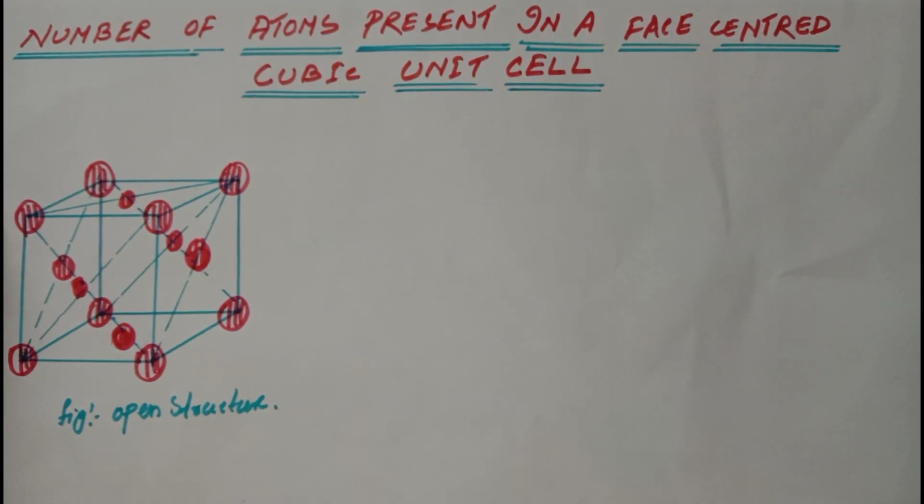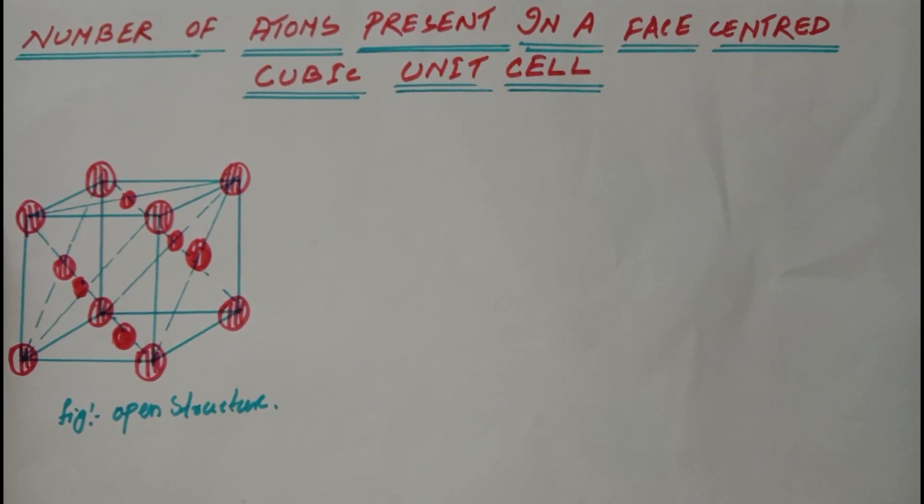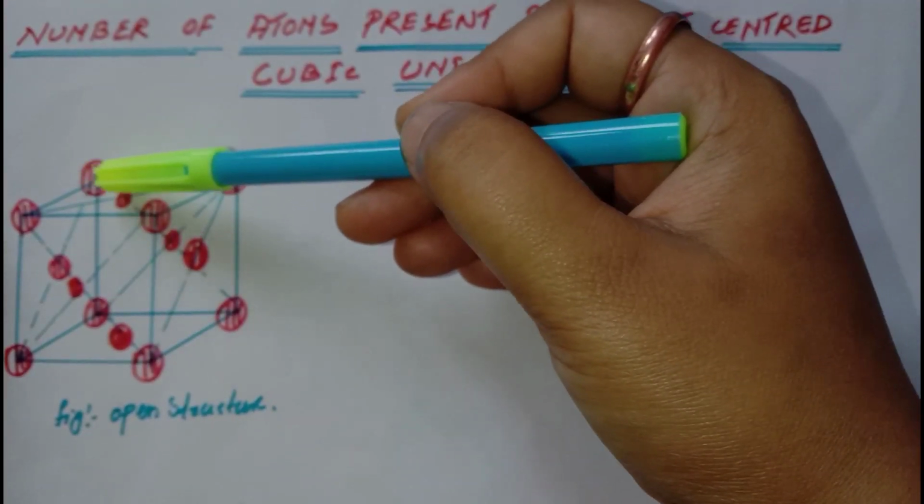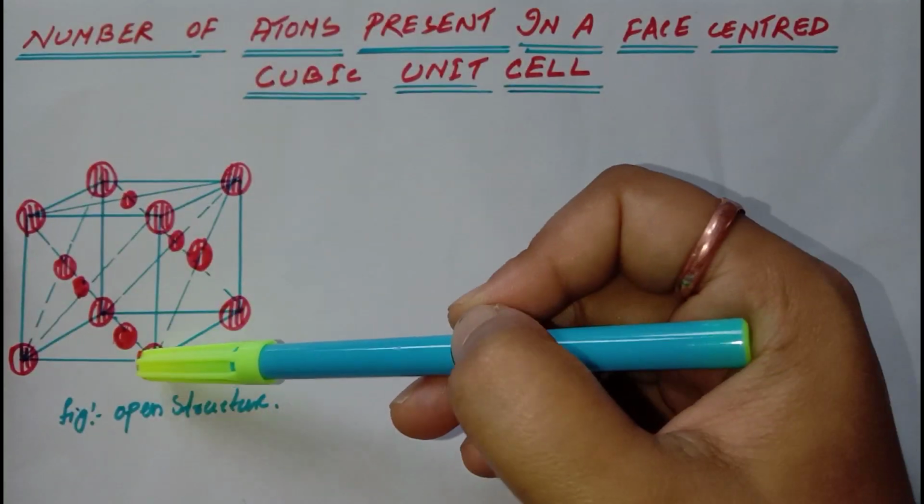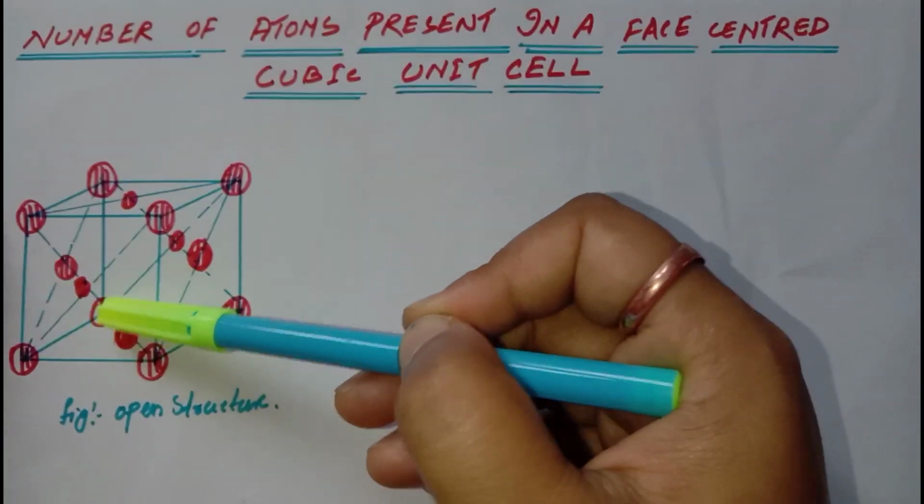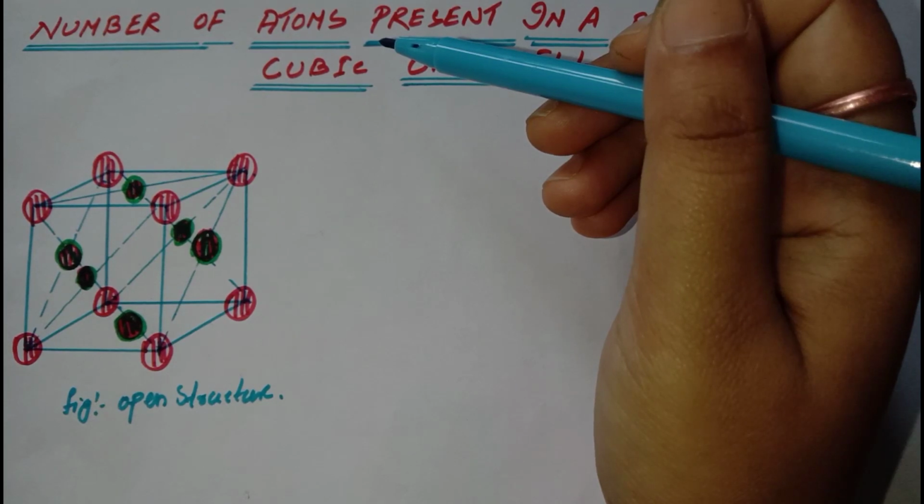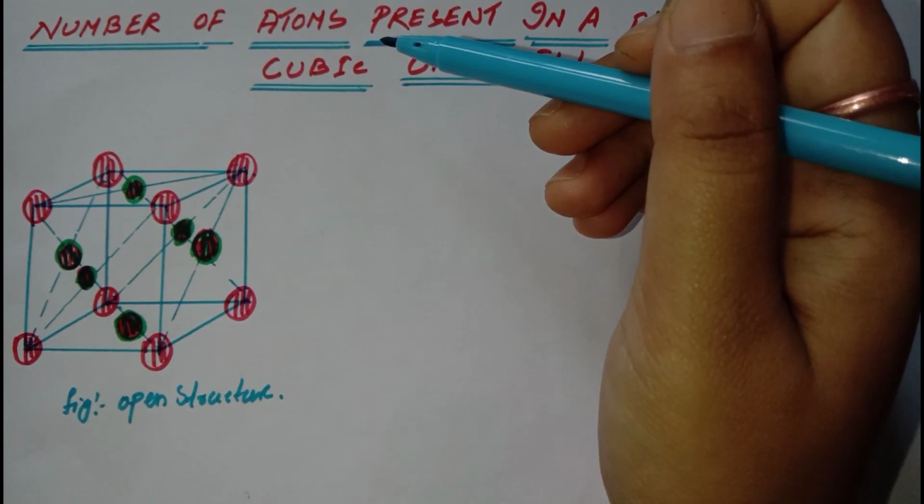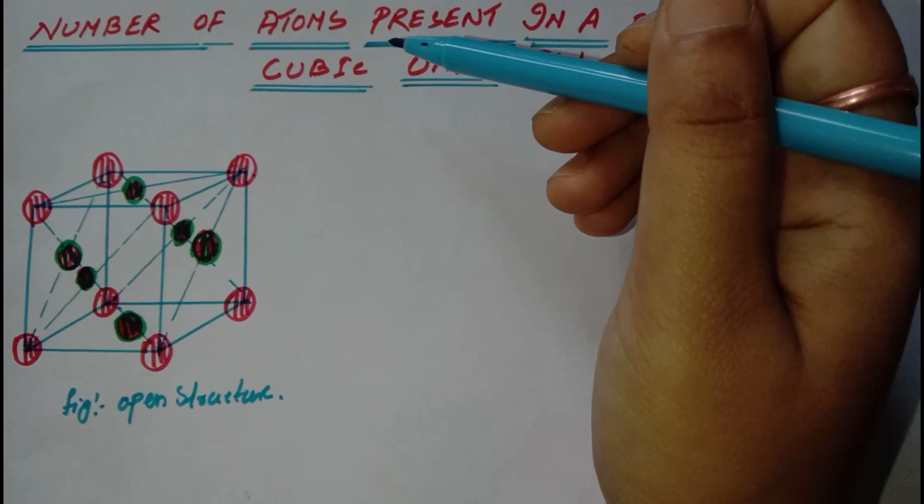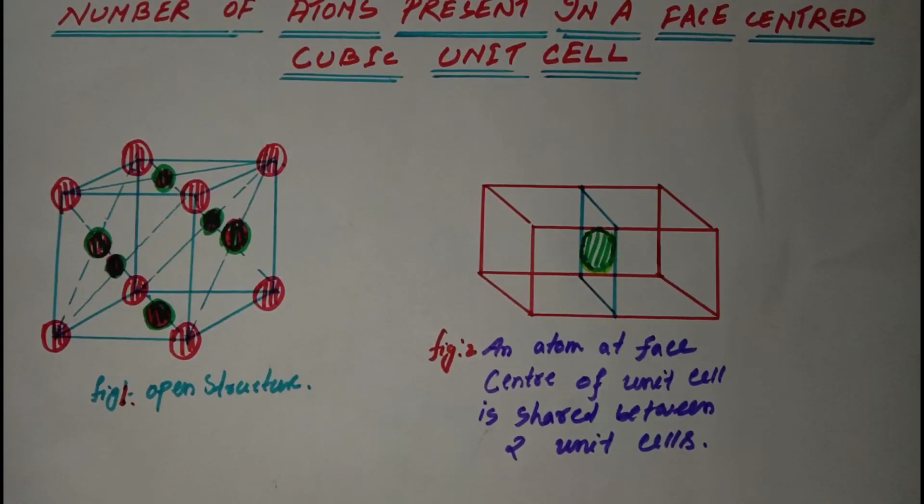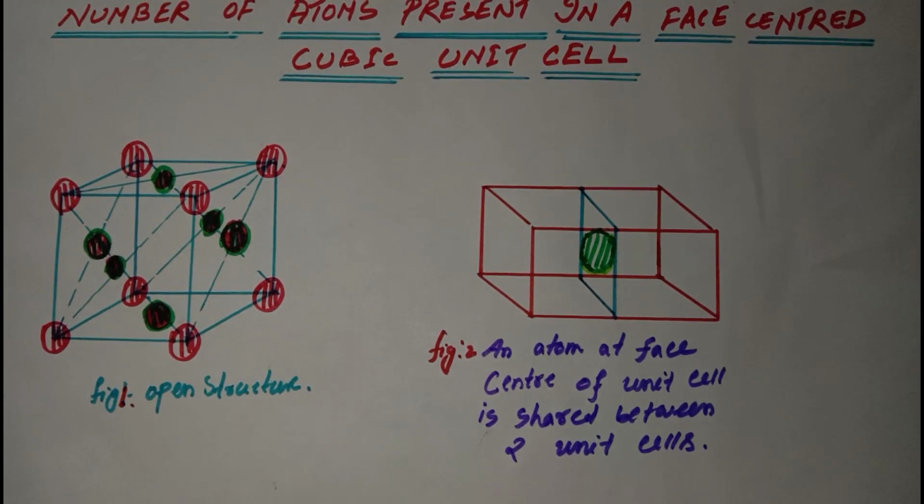Here, the 8 atoms are present at the 8 corner positions, that is 1, 2, 3, 4, 5, 6, 7 and 8. And the other 6 atoms are present at the center of the 6 faces. See, figure 2 shows that an atom at the face center of the unit cell is shared between 2 unit cells, and each atom will contribute half of its original volume.